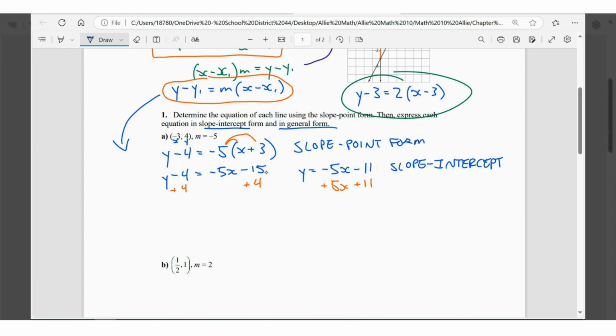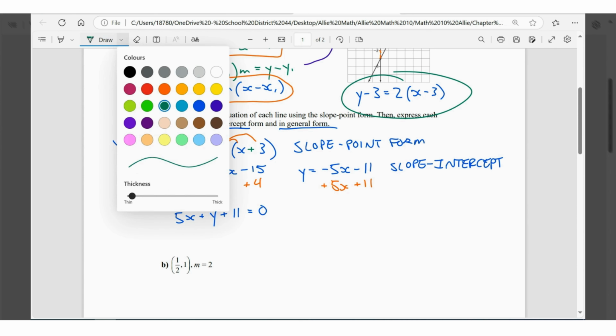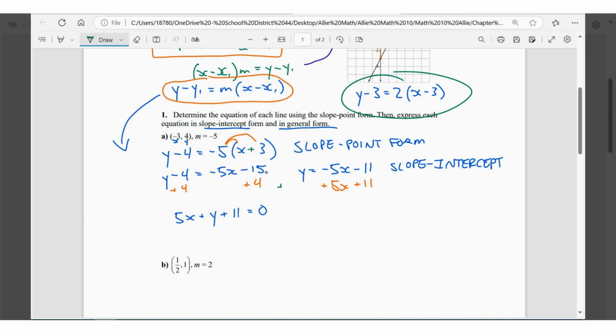So I'll write it over here. Looks like we're going to have a plus 5x. So I've added that to each side. We still got a positive y, and now we've got a positive 11 equals 0. Maybe I should show that I added that to each side. We've got to add our 5x and add our 11 to each side. And finally, that's our general form.